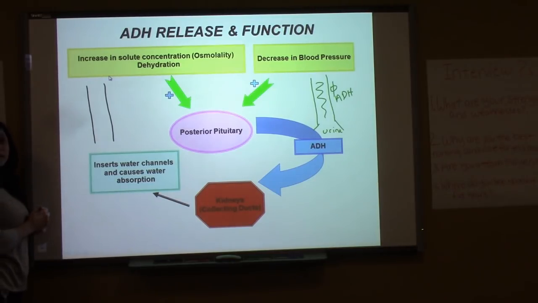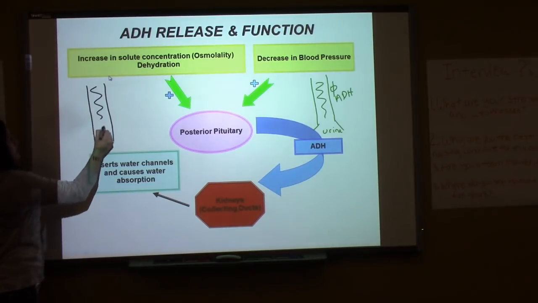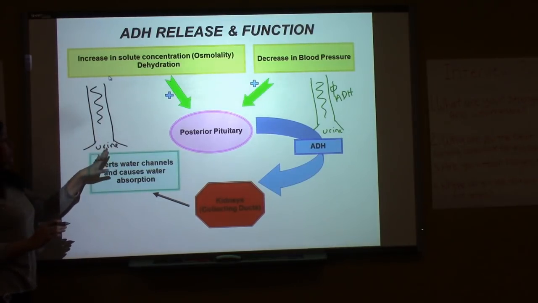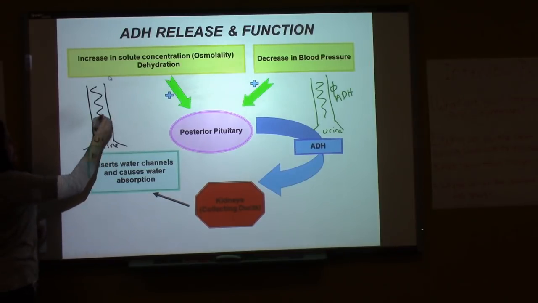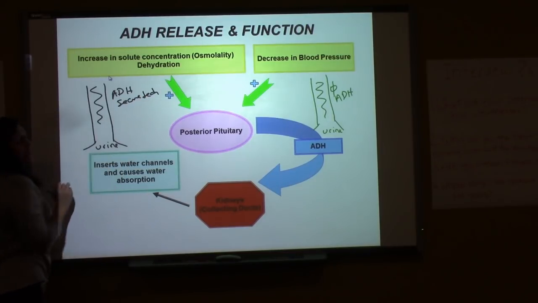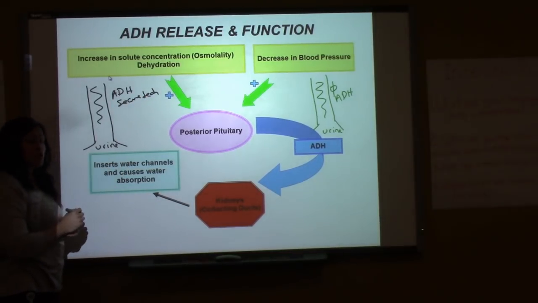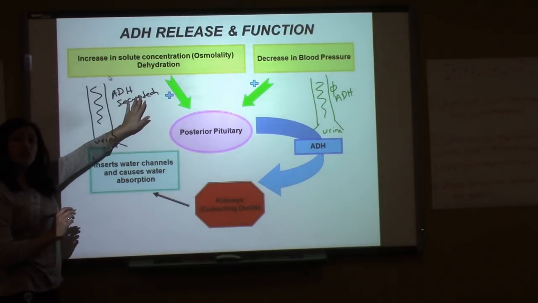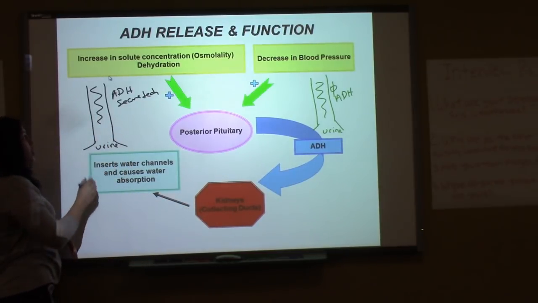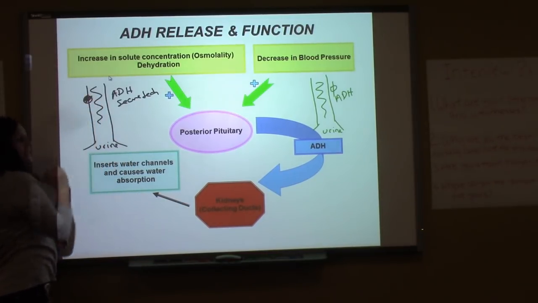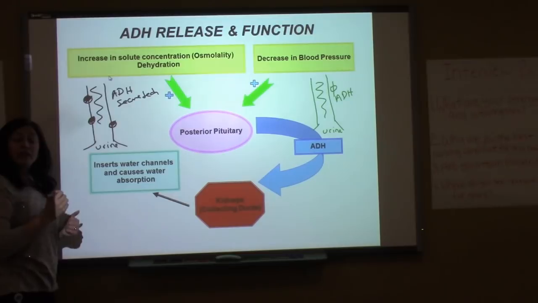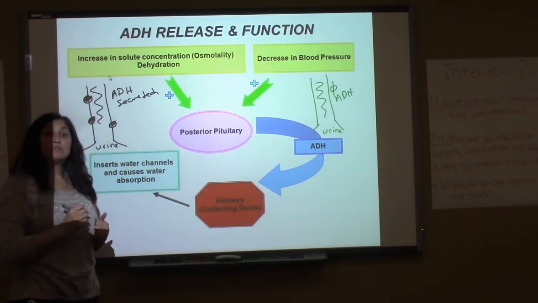So again, we basically have our tubule. Here's the water. Whatever remains at the end will basically become urine. But now ADH is present. ADH has been secreted by the posterior pituitary. So the ADH will travel to the kidneys, and specifically to the collecting ducts. And when it goes there, it will insert water channels. And now, because water channels have been inserted, water can be reabsorbed.